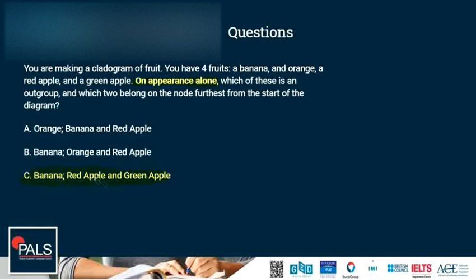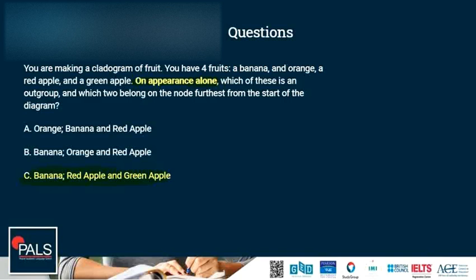Now, why red apple and green apple and not the orange? Again, red apple and green apple are in shape and appearance very, very similar. They are both apples, whereas an orange is slightly different. Skin is more rough, size might differ. So red and green apple are furthest away from the node.